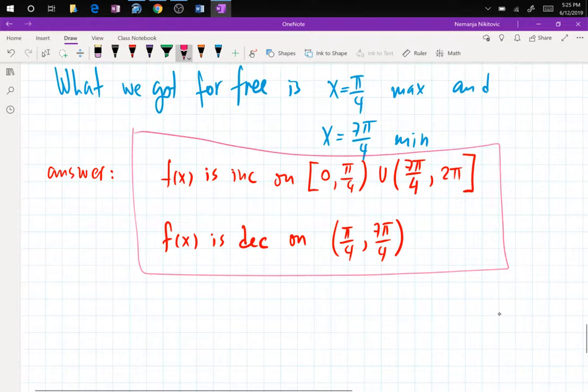First derivative test on one more example, or we can do second derivative? Are we good with the first? Good? All right. Second part of the lecture is second derivative test.